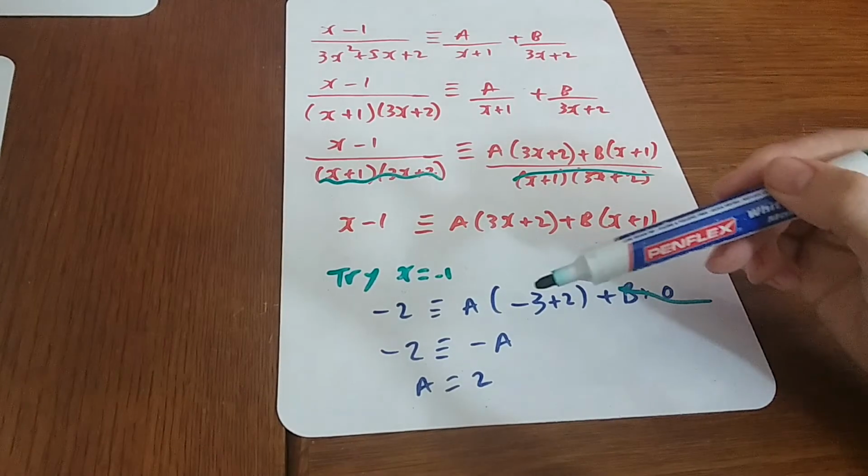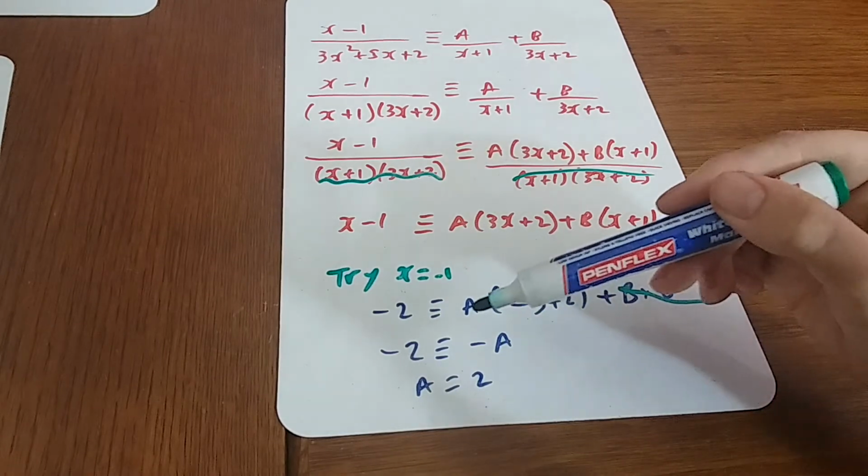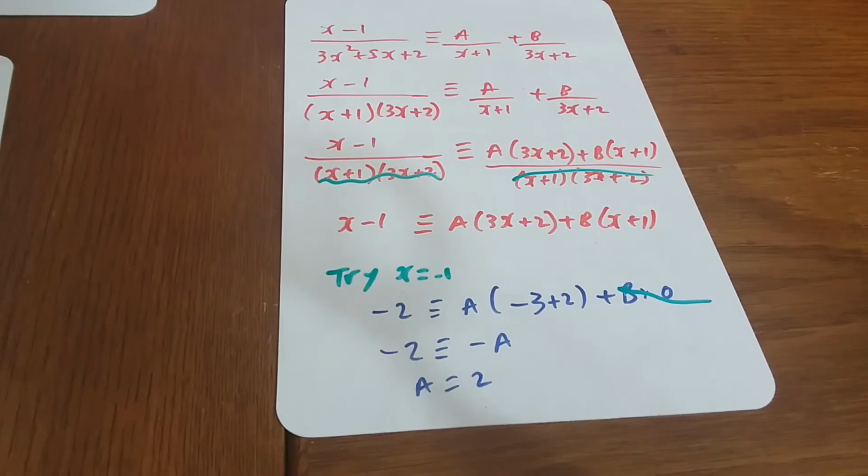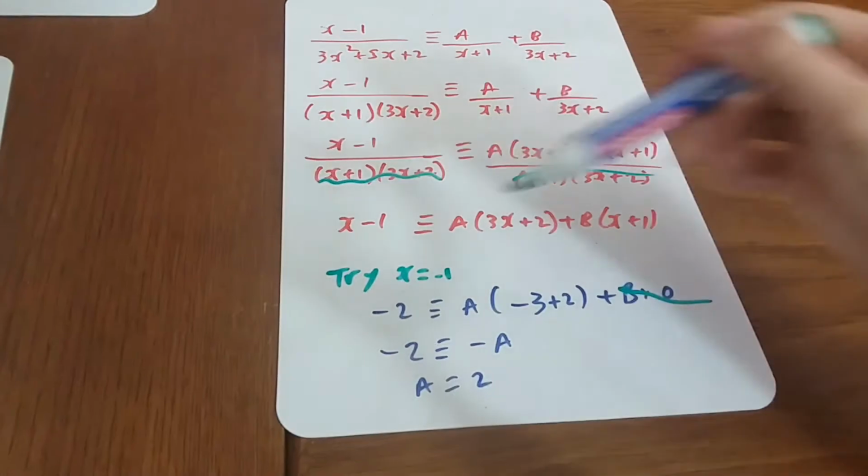It's a. This bracket goes down to minus 1, so we've got minus a. And then times it by minus 1, we get a equals 2. We found one of our letters. We can do the same by plugging in a different value of x to find out b.